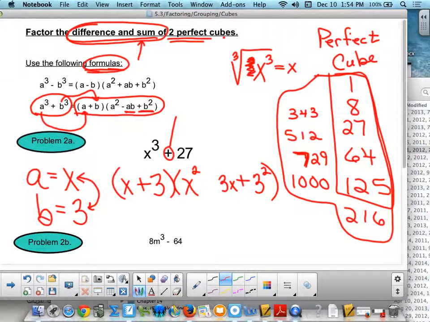But be careful when it's the sum. That's a plus, that's a minus, you will have a minus. How'd you get the minus? I looked at the formula. The sum of two perfect cubes always has the opposite sign in the middle term. Okay? Now, don't waste your time. This trinomial is not factorable. Do not waste your time.